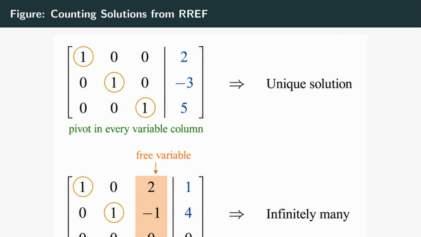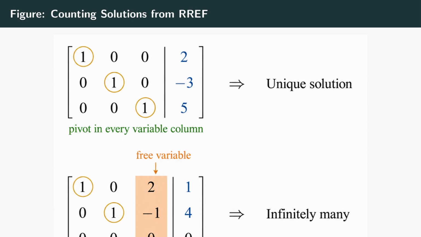In the middle, the infinitely many case, 1 variable column, highlighted orange, has no pivot. That column is a free variable, a parameter you may set however you like, and the bottom row of all zeros confirms a redundant equation rather than a contradiction. Every choice of the parameter gives another solution, so there are infinitely many.